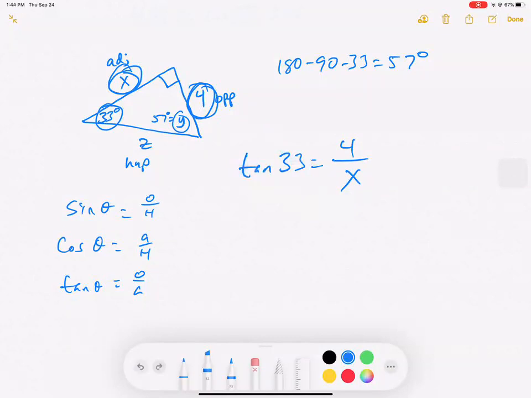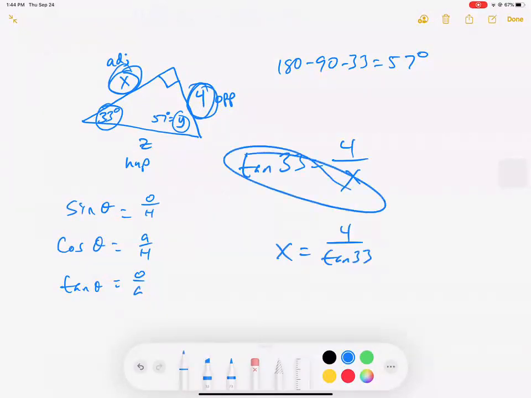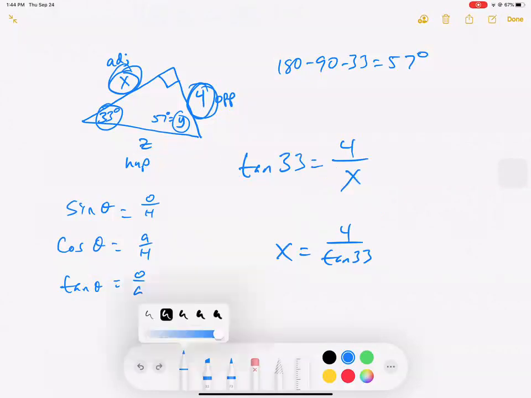How does that work? Here's a fast trick, okay? You're just gonna write x equals 4 over tangent of 33. That's the fast trick. You're just swapping these guys around. Now let me slowly explain to you guys why this makes sense. What's the opposite of divide by x?